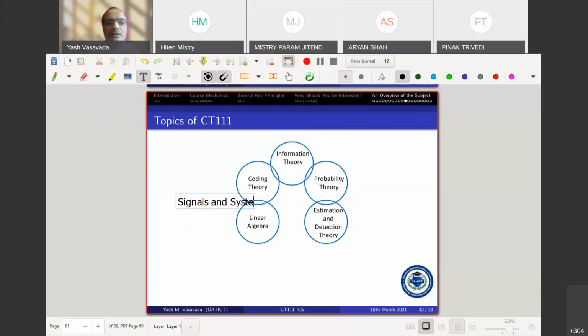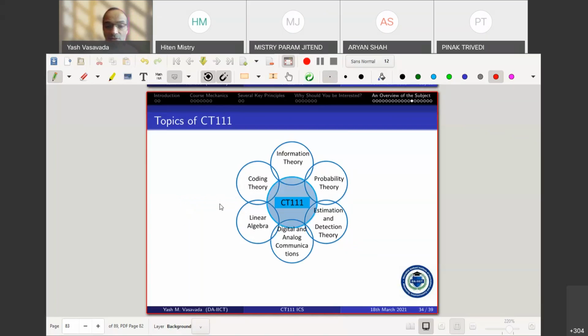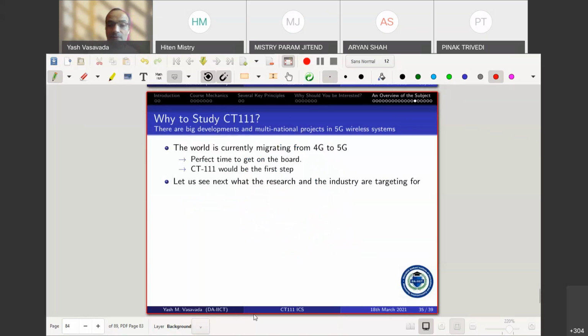Signals and systems. So we'll be working with some of the topics of signals and systems here in this course. And then obviously we will be studying analog and digital communications as a part of this CT111. So that is what CT111 is going to be all about. Some of these topics we will be spending more time on, some of them we'll be covering just the basics. But this course will expose you to all these multiple different domains. So that is, I would say, why you should be interested. That question is also answered here.